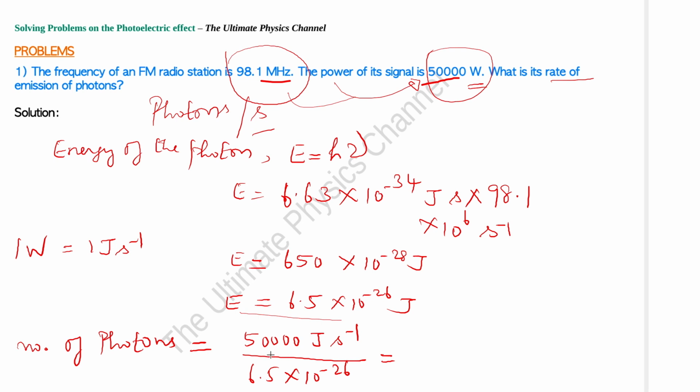There is a 10 power, let's say 3 we can take out, so the answer has to be in 10 power plus 29, and then this is 50 over 6.5. If we do the calculation, we would get about 7.7 to the first decimal rounding off, and therefore we get these many photons per second in this signal. So that is the answer to this question. Let's move on to the next one.